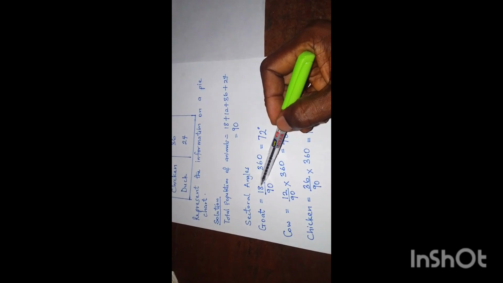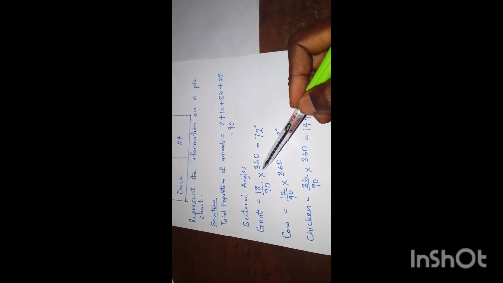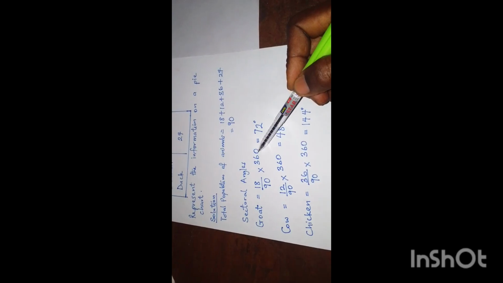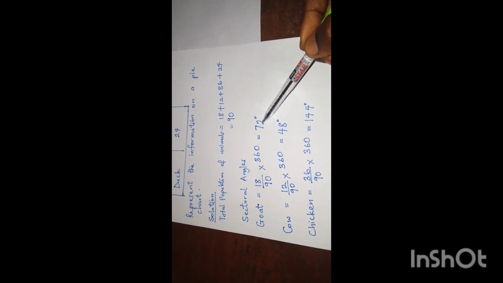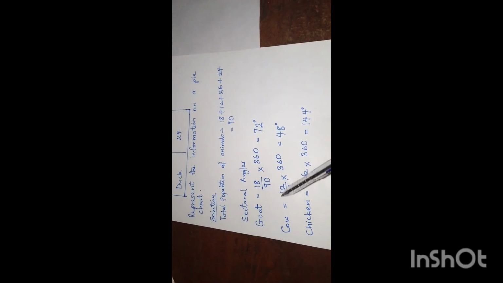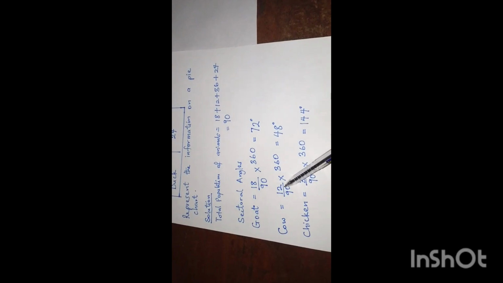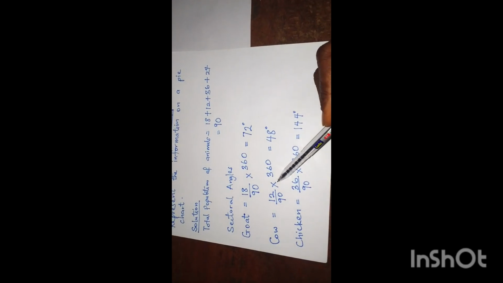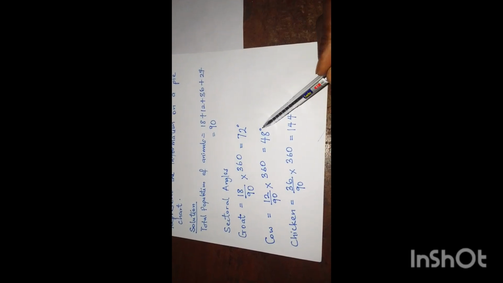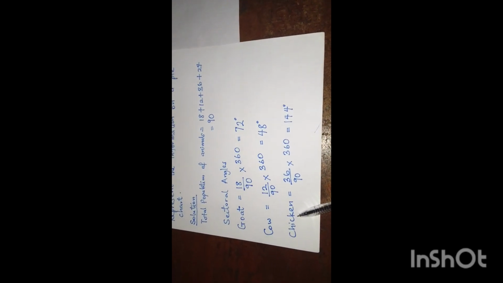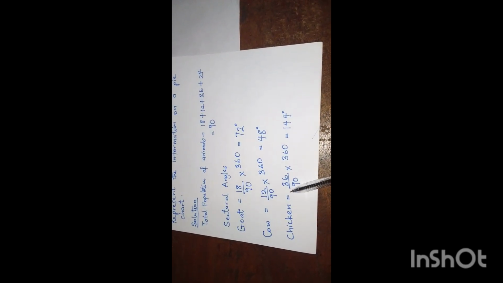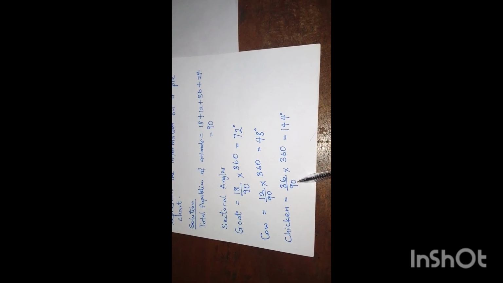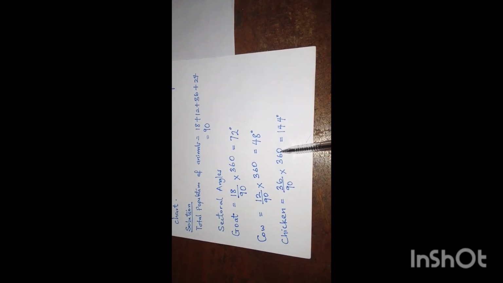For goats, we have 18 goats over the total number of animals, which is 90, times 360, which will give you 72 degrees. For cows, we have 12 cows divided by the total number of animals, which is 90, times 360, which is 48 degrees. For chicken, we have 36 chickens divided by 90 total number of animals times 360, which is what?